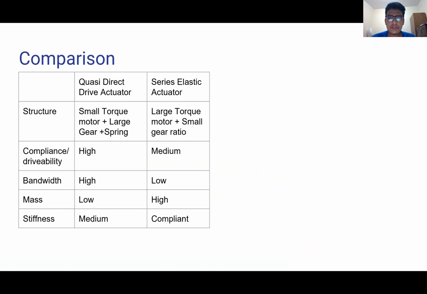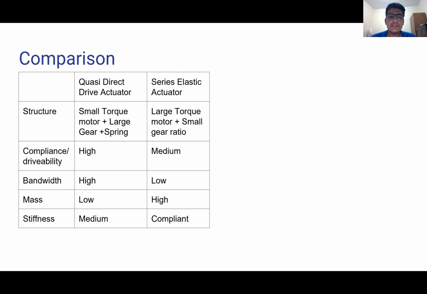So let's talk about the comparisons. In general, in this type of exoskeleton, one of the other commonly used actuators is a series elastic actuator, but there's a good difference between the series elastic actuator and the quasi-direct driven actuator. The first difference is in the structure, because the series elastic actuator has a small gear ratio, whereas the quasi-direct driven actuator actually has a larger gear ratio.